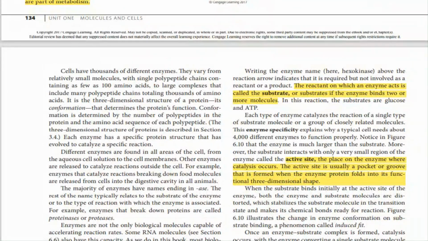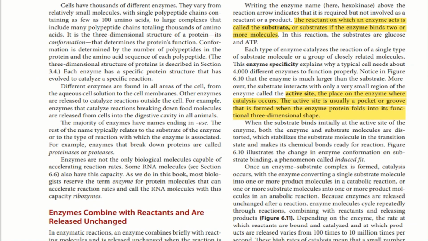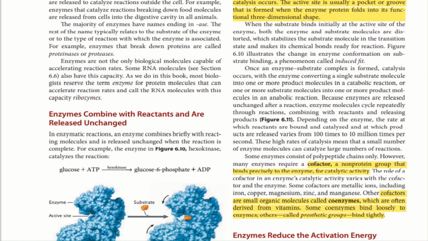What is a substrate? The reactant on which an enzyme acts is called the substrate, or substrates if the enzyme binds two or more molecules. The active site is the place on the enzyme where catalysis occurs. The active site is usually a pocket or a groove that is formed when the enzyme protein folds into a functional three-dimensional shape.